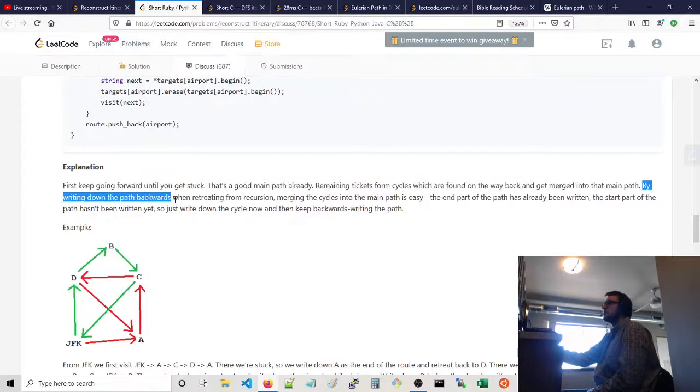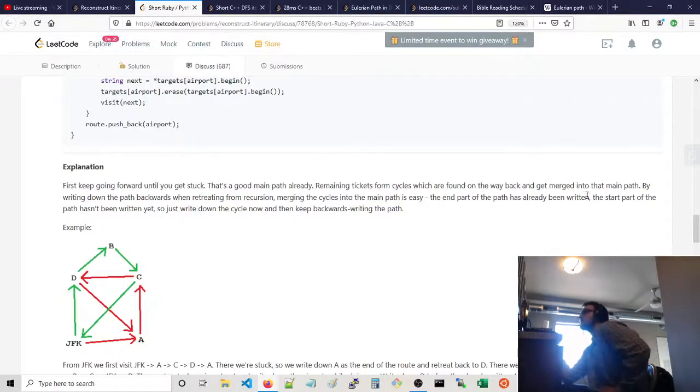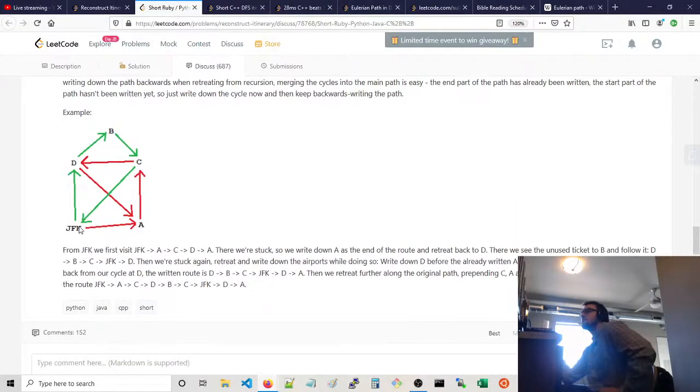By writing down the path backwards when retreating from recursion, merging the cycles into the main path is easy. The end part of the path has already been written. The start part of the path hasn't been written yet. So just write down the cycle now and then keep backwards writing the path. Example, JFK, A, D, B, C, A, C, D, JFK.